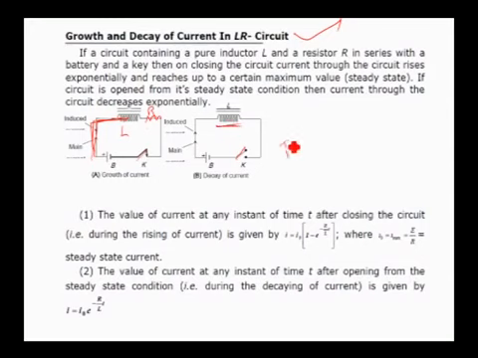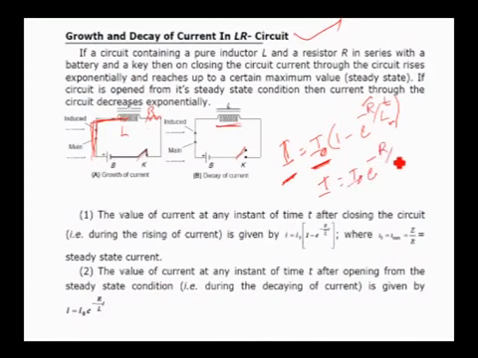So the instantaneous current is given by the expression I is equal to I naught into 1 minus e power minus R by L into t, where I naught is the current when the circuit reaches the steady state. You can say this is the maximum current, this is the instantaneous current, R is the resistance, L is the inductance. But if the key is opened, the current slowly starts decreasing, and at any instant it is given by I naught into e power minus R by L into t.